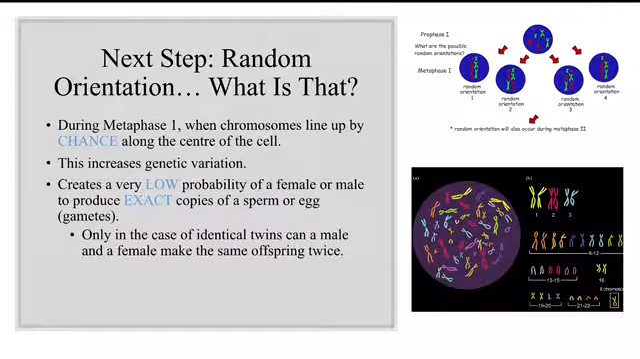It creates a low probability that a female and a male would produce the exact same copies for a sperm and an egg. Only in the case of identical twins can a male and a female make the same offspring twice, and this only occurs because the two fetuses grow in one egg.